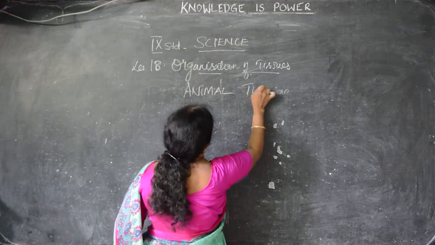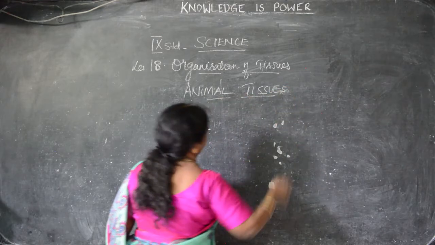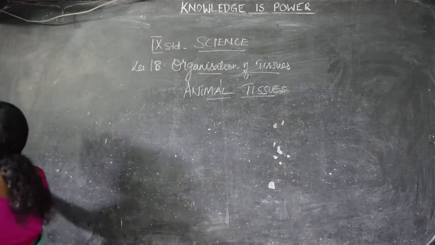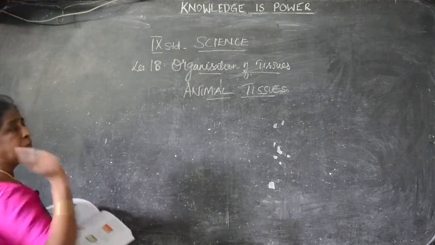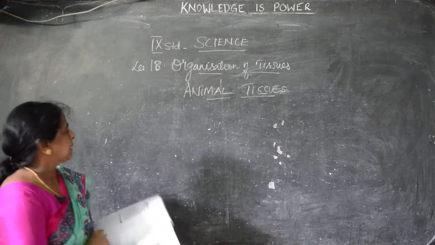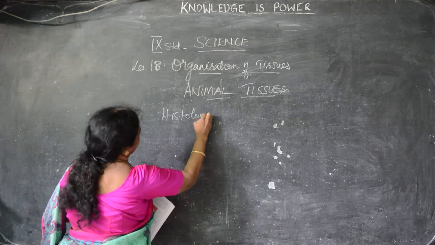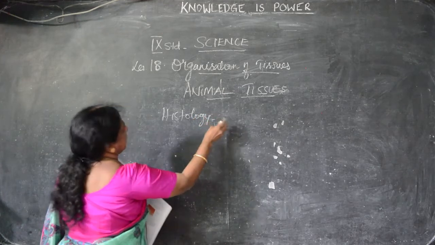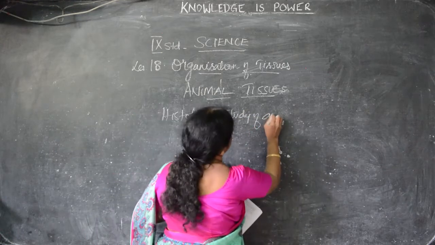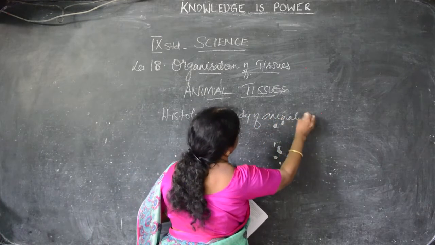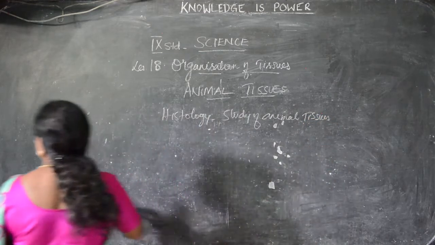Animal tissues. What are the animal tissues? There are 4 kinds of animal tissue. The study of tissue is known as histology. What's the meaning of histology? Underline, study of tissues, animal tissues. What are the 4 kinds of animal tissue?